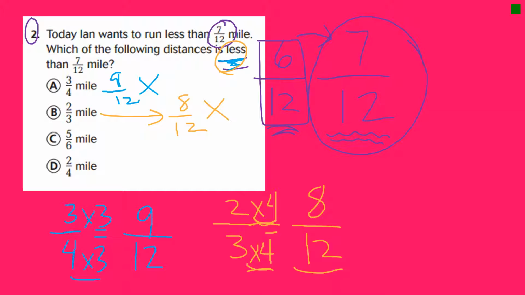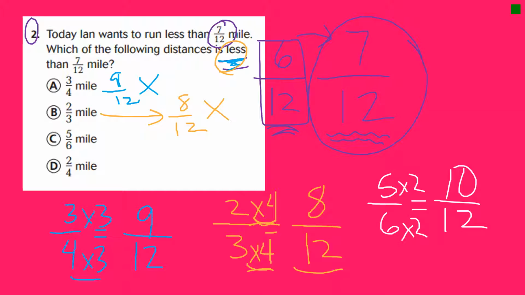Okay, let's see. 5/6 of a mile. 5/6. Let's do another common denominator situation. 6 times 2. What do we do to the numerator? Times 2, right? 10/12. Oh my goodness. That's the biggest one so far.